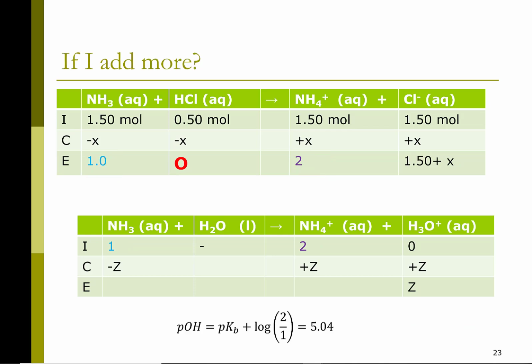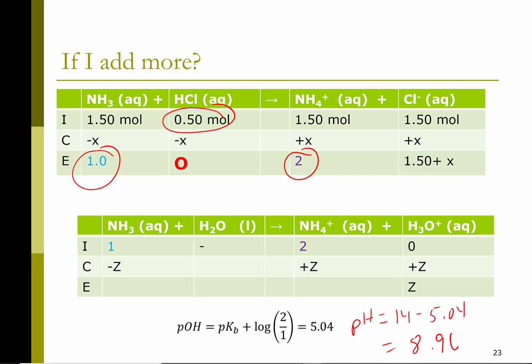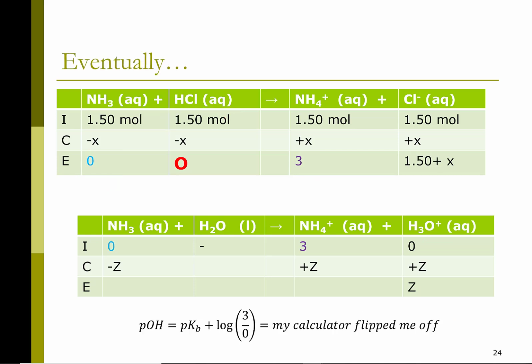We're down to 9.2. If I add a little more, now I add half a mole of HCl. Again, the ammonia has gone down by a half. The ammonium has gone up by a half. The pOH is 5.04. That gives me a pH of 8.96. So it's become even more acidic, right? And of course, at some point, if I keep adding acid, I get to the point where I've added as much acid as I had ammonia there in the first place. I'm out of ammonia, right? I have completely destroyed my buffer, right?